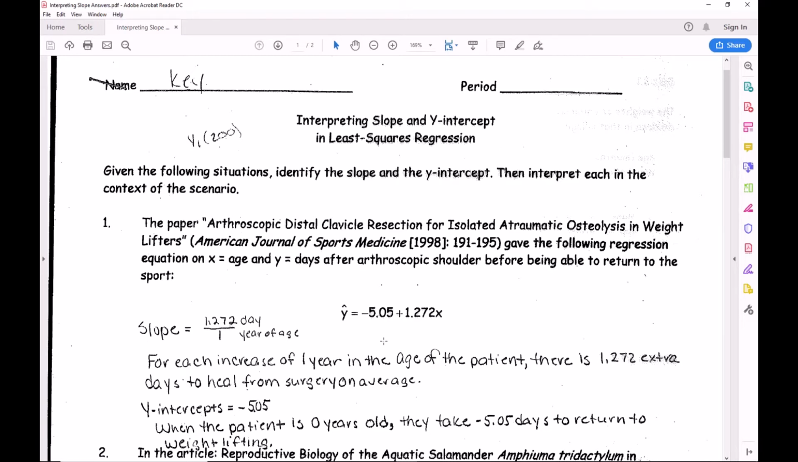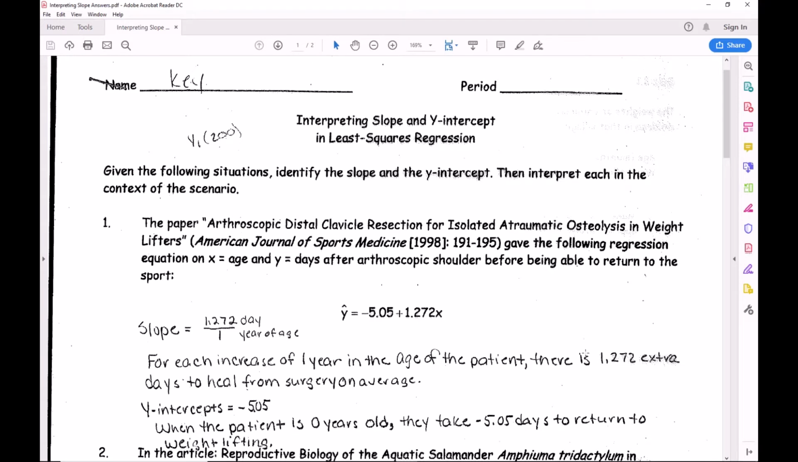All right, so when you have to interpret the y-intercept, that's going to get silly, because here's your y-intercept. First of all, it's negative. So when a person is 0 years old, when you plug in a 0, that should just give you your y-intercept, right? They take negative 5.5 days to return to weightlifting.